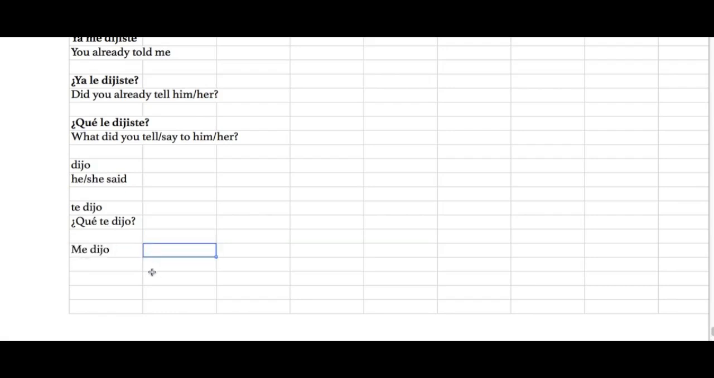She or he said to me, told me that he does not want to go to the movies. I don't know. Me dijo que no quiere ir al cine. He told me that he wants to go to the park. It's going to be random. Me dijo que quiere ir al parque.